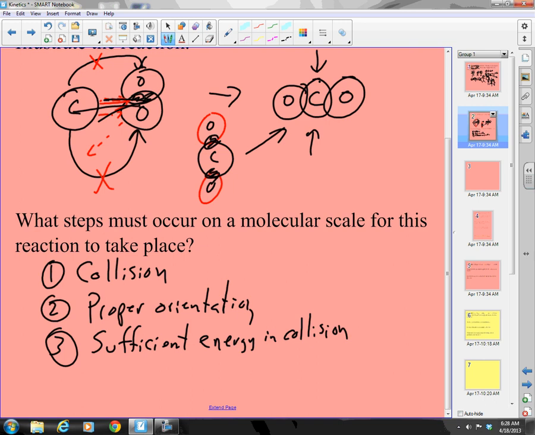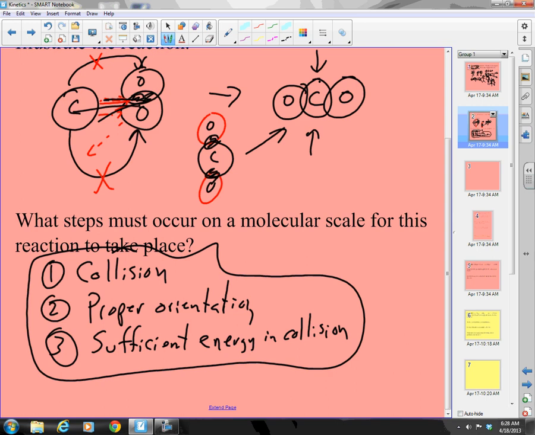So, to summarize, I have to have collisions with proper orientation, and then I have to have collisions with sufficient energy. So those are the three things that I must have for a reaction to occur. So these are for a reaction to occur. What must I have? Collisions with proper orientation, and collisions with sufficient energy.